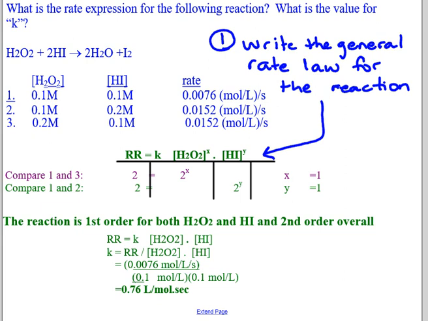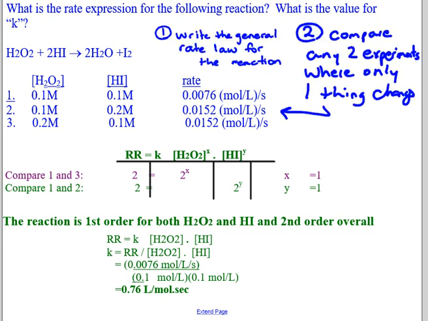Step 1 is to write the general rate law for the reaction. All reactions take the form of reaction rate equals K times the concentration of each of the reactants to the power of some number that we're going to call the order. Because we don't know the order, I'm going to name them X and Y. Remember, this is all multiplication at this point.